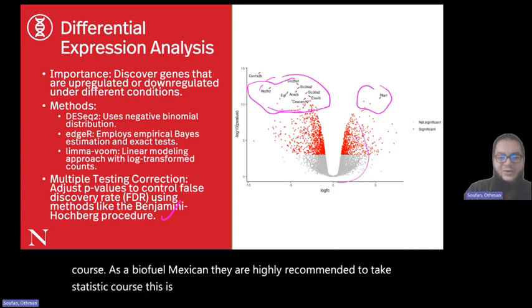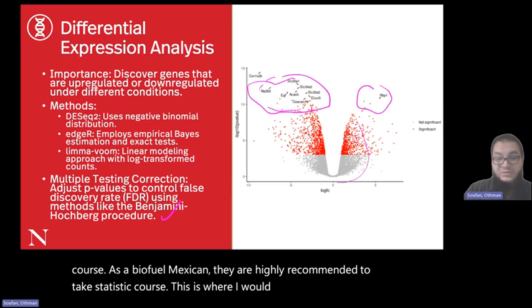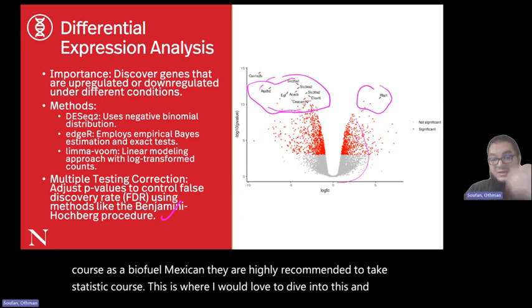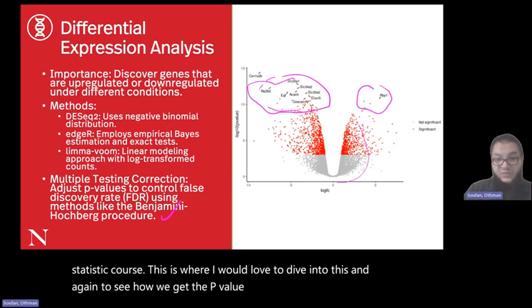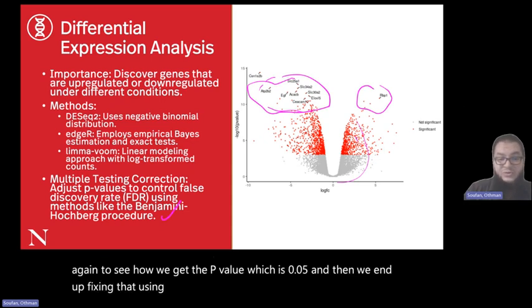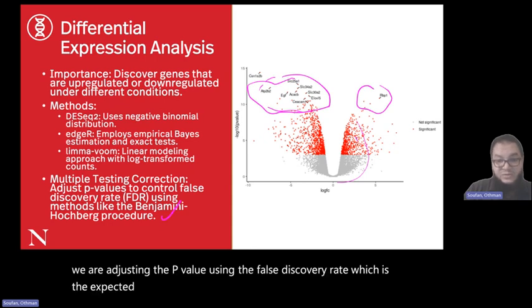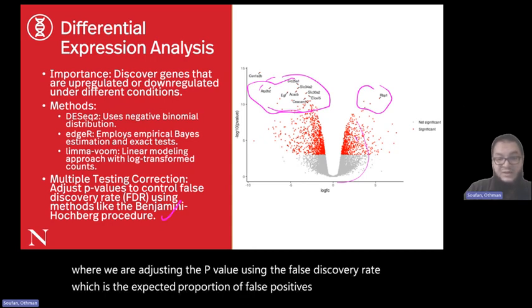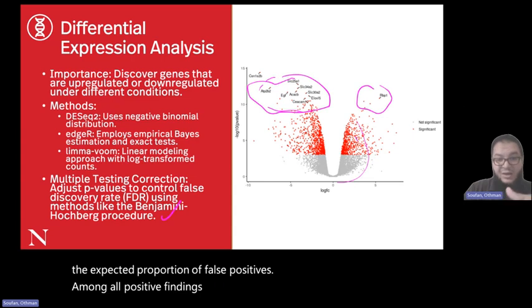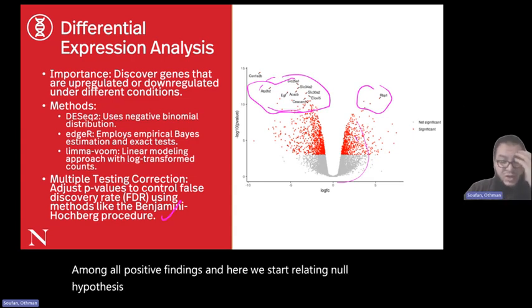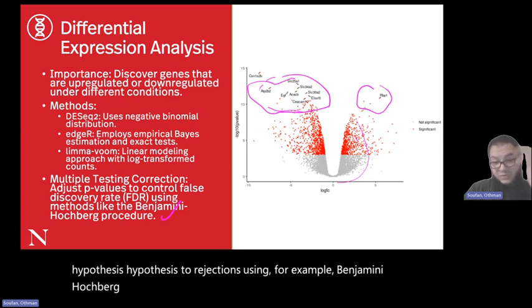This is where I would love to dive into this, and again to see how we get the p-value, which is 0.05, and then we end up fixing that using some procedures, where we are adjusting the p-value using the false discovery rate, which is the expected proportion of false positives among all positive findings. And here we start relating null hypothesis to rejections using, for example, the Benjamini-Hochberg procedure and so on and so forth.